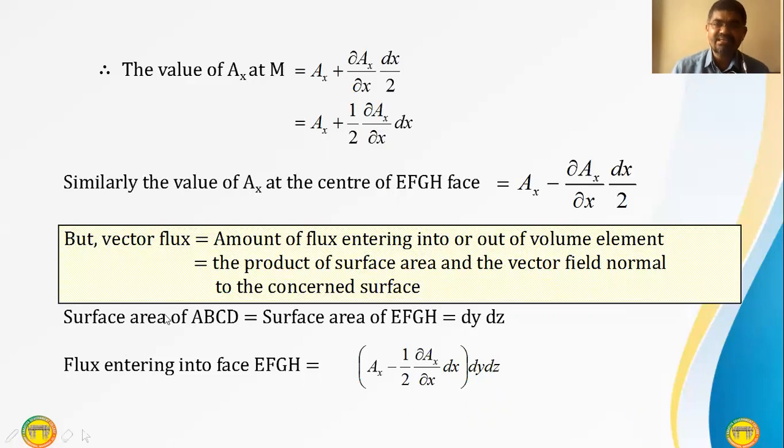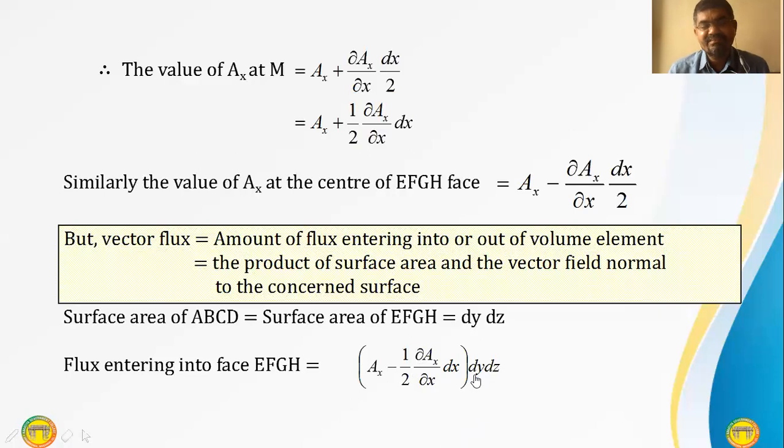Here, the surface area of ABCD is equal to the surface area of EFGH. That is length into breadth, which is dy into dz. So the surface area of ABCD equals the surface area of EFGH, that is dy dz. Now the flux entering into the face EFGH is equal to the value of Ax at the face into the surface area. That means Ax minus 1 by 2 into dou Ax by dou x into dx, multiplied with the area element, that is dy dz.